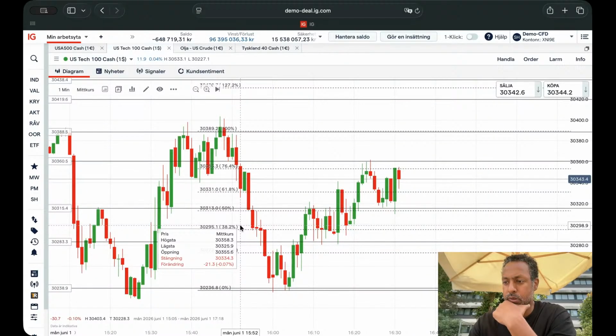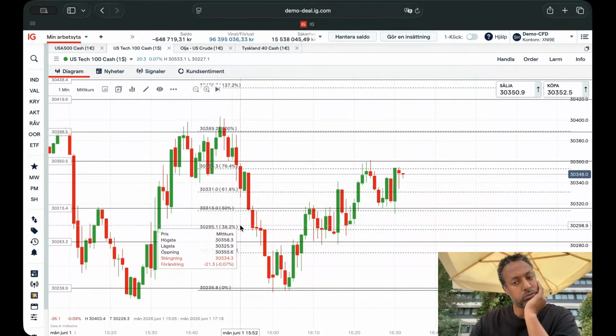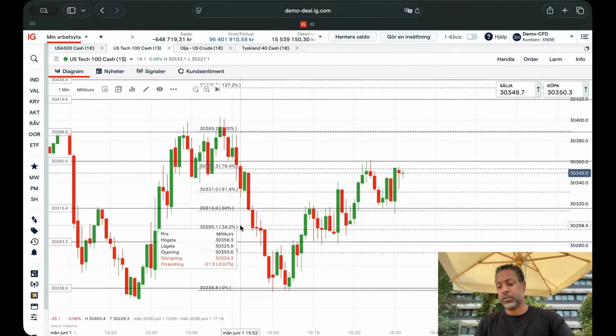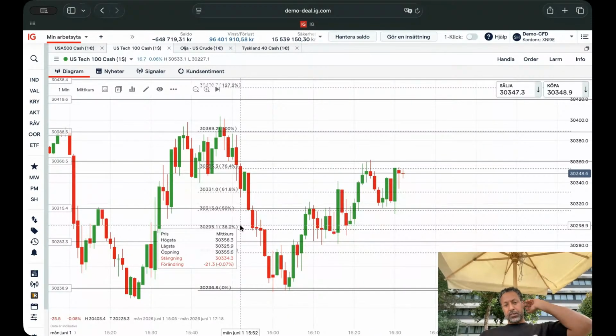So let's see here. Yes, we achieved the goal for the day in 1 hour. So it's 16:32, and we're up 0.22% at least. So that's 4.4%.